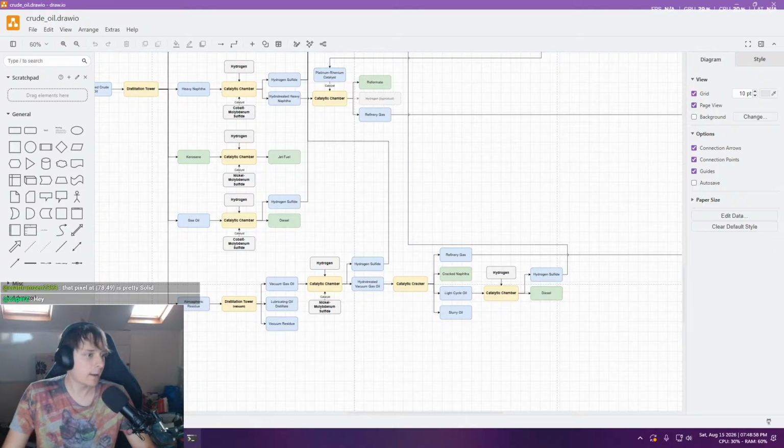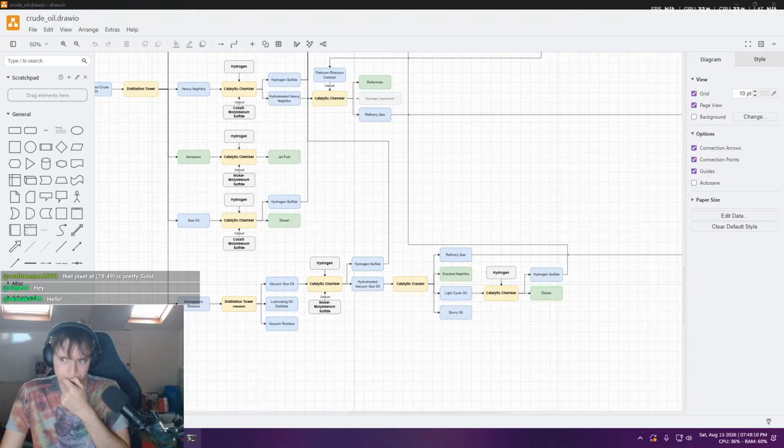So yeah, let's look at, I think, slurry oil. Although the more important thing here is actually the catalyst.